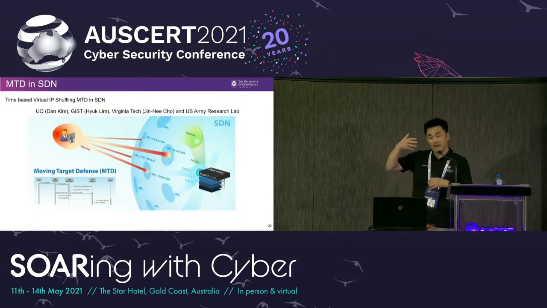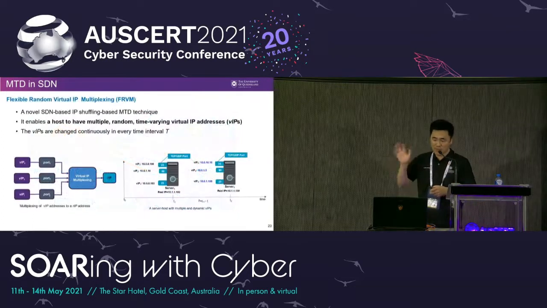Then, if the virtual IP address and real IP address mapping is changing every unit time, how effective is this against port scanning and IP scanning? We tested that in our SDN testbed and also measured how long it takes to find a virtual address allocated to an end host for a given period of time. And this shows a very effective way. This is one of the examples of that.